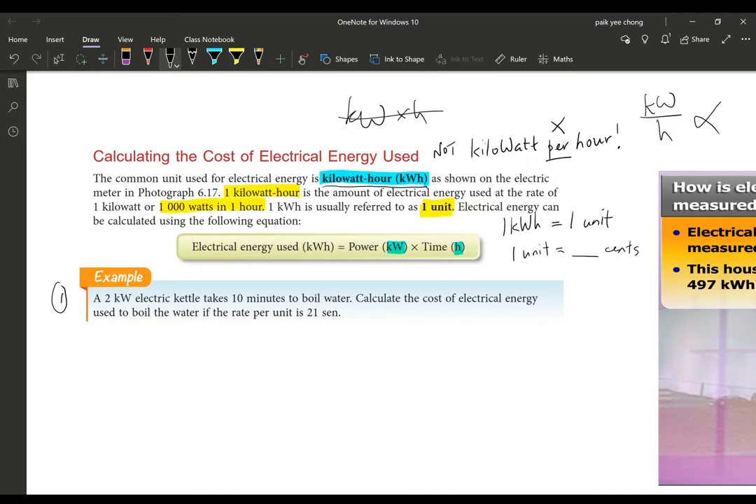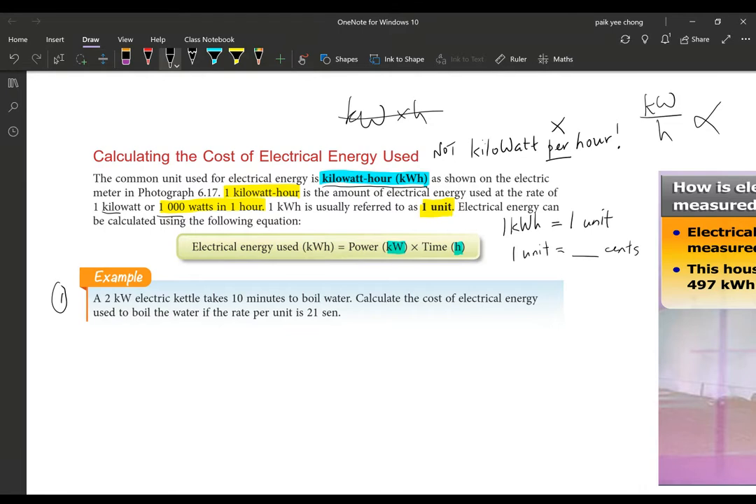So what does it mean? What does it mean by 1 kilowatt hour? So 1 kilowatt hour is the amount of electrical energy used at the rate of 1 kilowatt or 1000 watts in 1 hour. That means how much energy is used, measured in terms of 1000 watts in 1 hour. Okay, so 1 kilo is equivalent to 1000. So remember, anytime you see the word kilo, it means 1000.